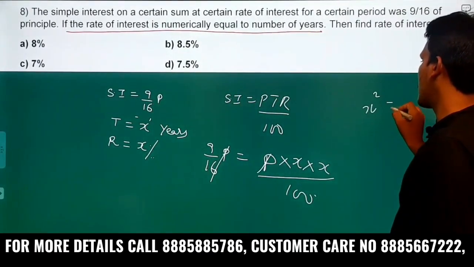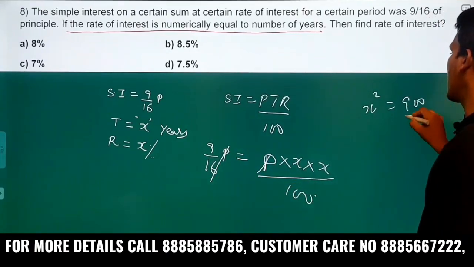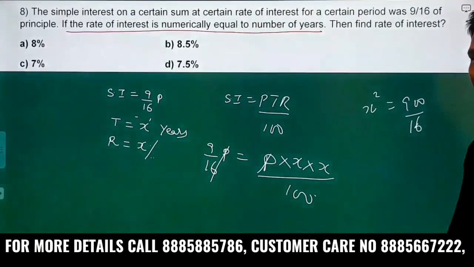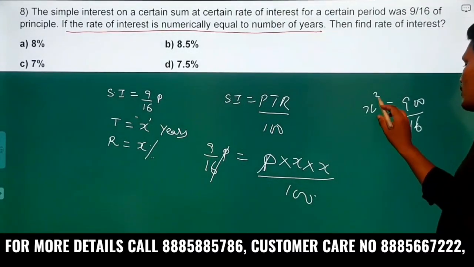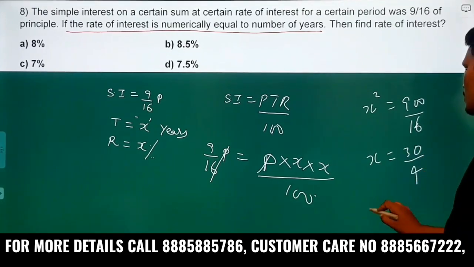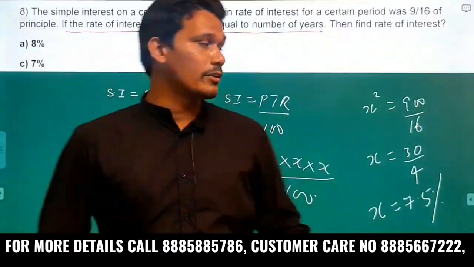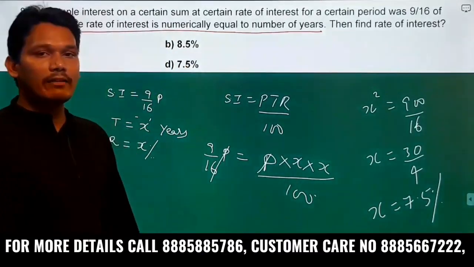x square is equal to, if you multiply this 100 here, you will get 900 by 16, right? If you shift this square to the right side, it will act as a root. So root 900 is 30, root 16 equals 4. So x value will become 7.5 percentage. So the rate of interest here is 7.5 percentage.